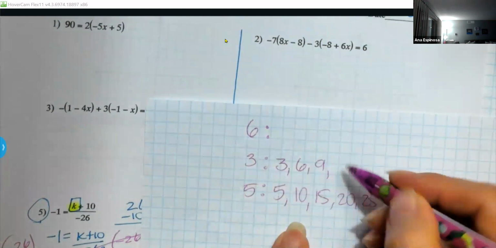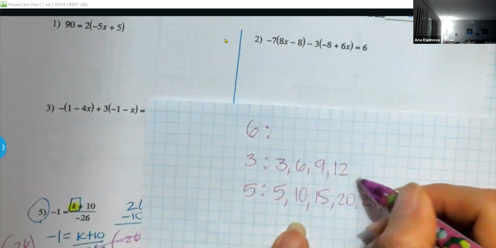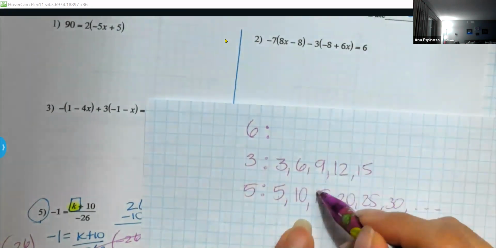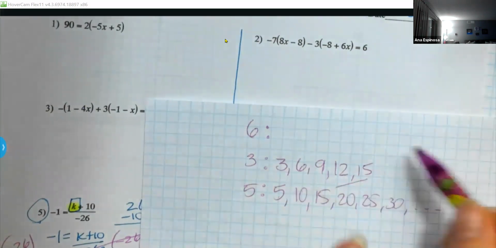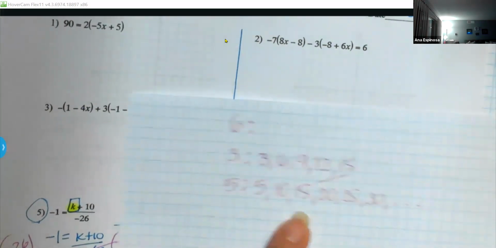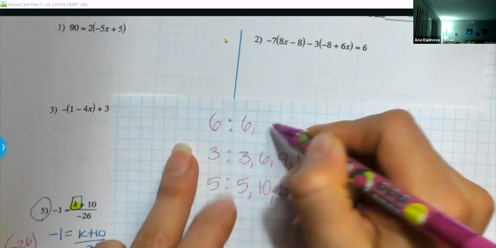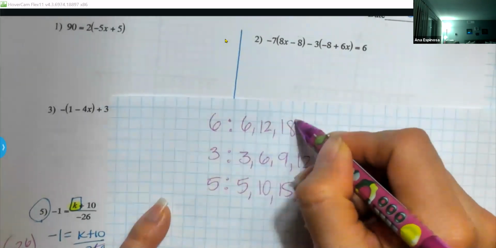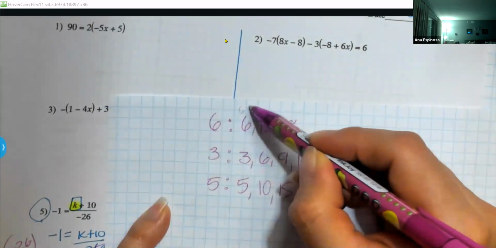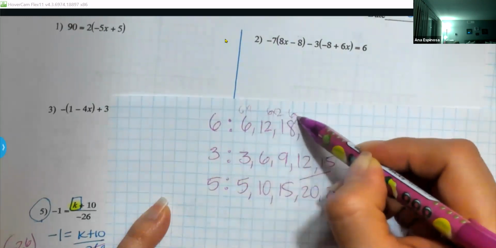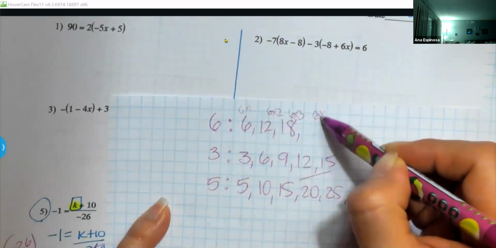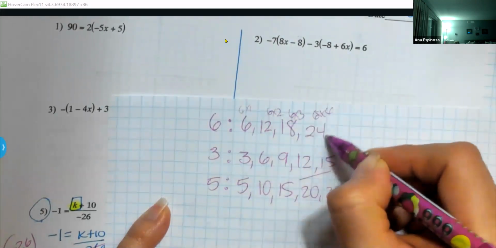I still don't have a match, so I'm going to keep going. 12, 15. Oh, here's a match. Okay, here's a match. All right, so I can stop there in the meantime. 6, start at 6, 12, 18. So this is 6 times 1, 6 times 2, 6 times 3, 6 times 4. That's basically what I'm doing, right?